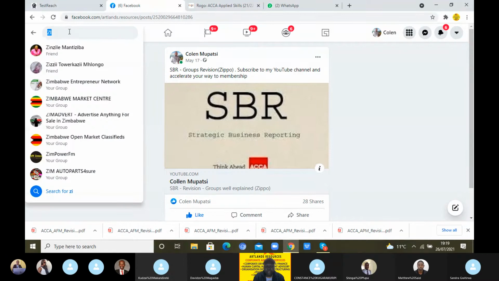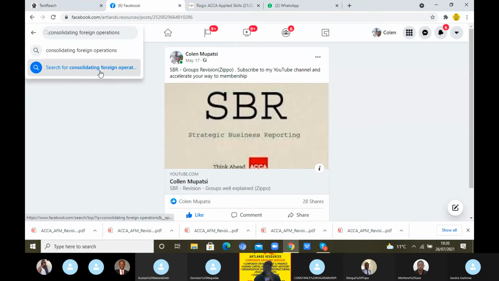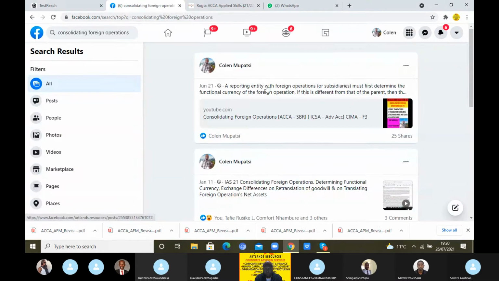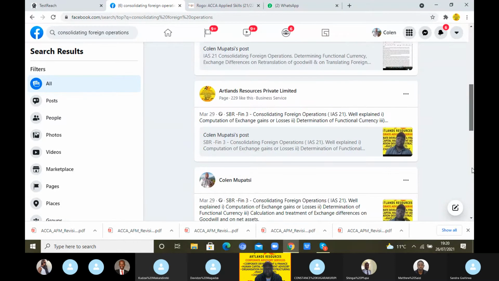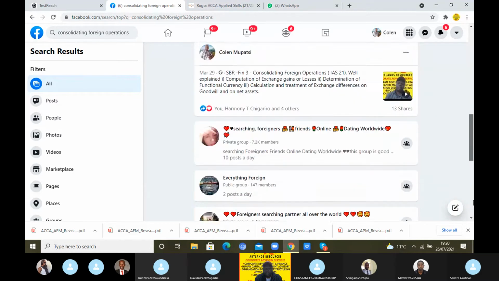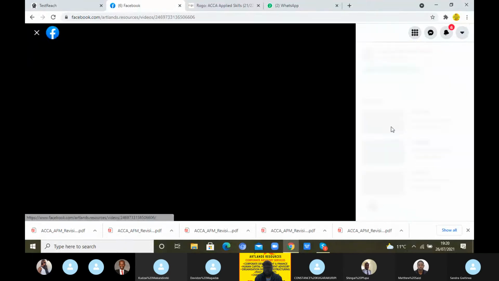And the other one was consolidating foreign operations. The Zippo one was quite okay, so you can still play the Zippo one that I sent to you. But this one, consolidating foreign operations, if you can see it, I need the Facebook one. Is it this one? I'm sure this one will play the trick. So let me send this one to you.